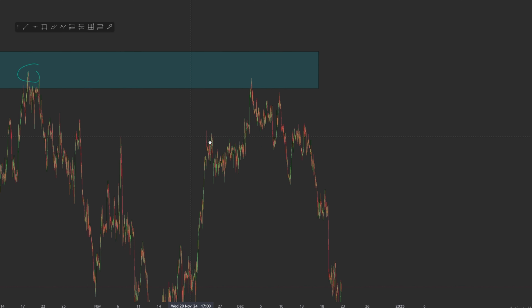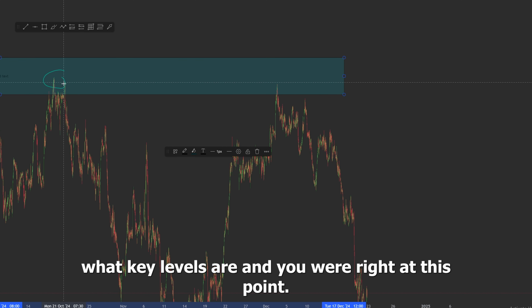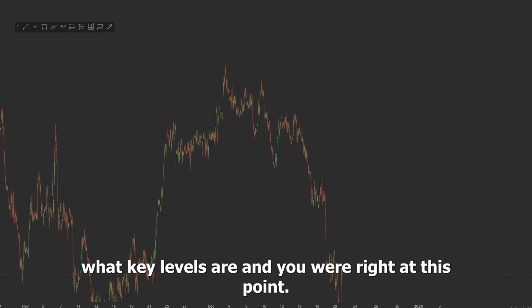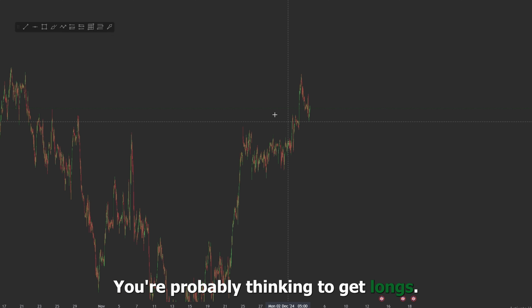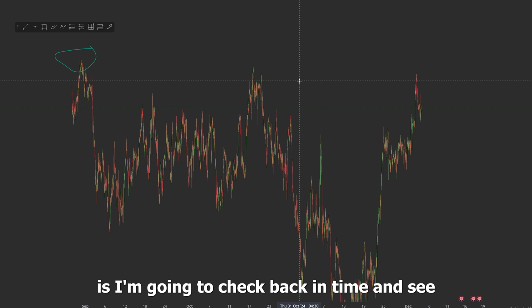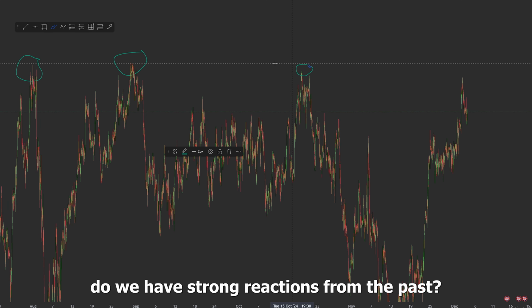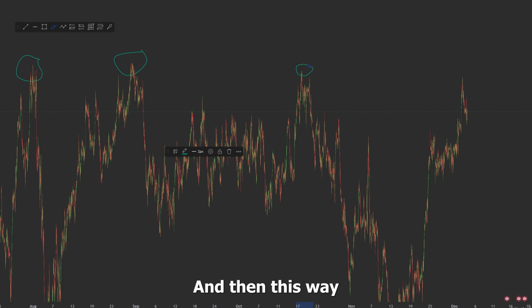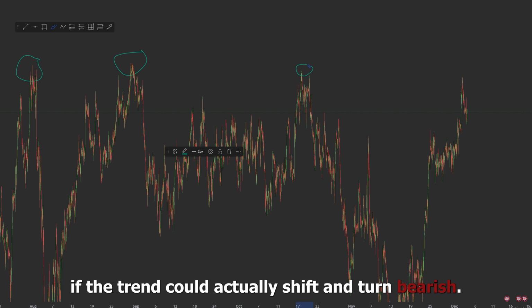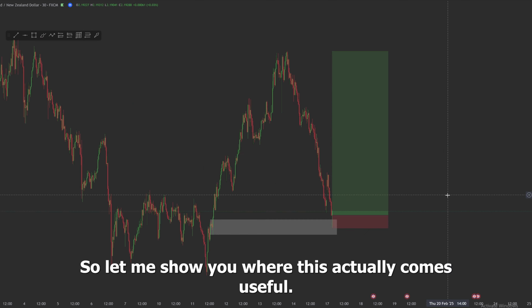So let's say you did not know what key levels are and you were right at this point. You're probably thinking to get longs, but what I would do is check back in time and see, do we have strong reactions from the past? This way you can see if the trend could actually shift and turn bearish. So let me show you where this comes in useful.